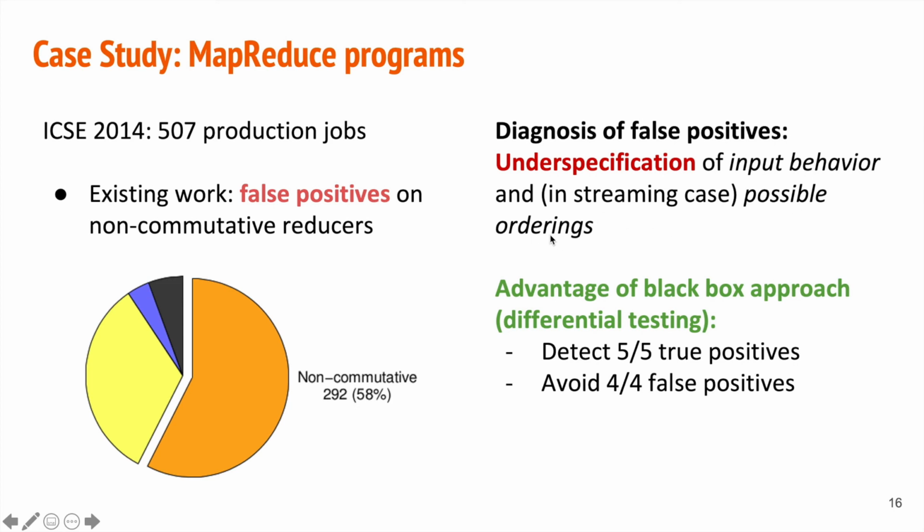So what we show in the paper is that this is actually a clear advantage of taking a black box approach with differential testing. So we are able to detect 5 out of the 5 true positives among the MapReduce programs that we write in Flink, and we are able to avoid 4 out of 4 false positives at the same time.